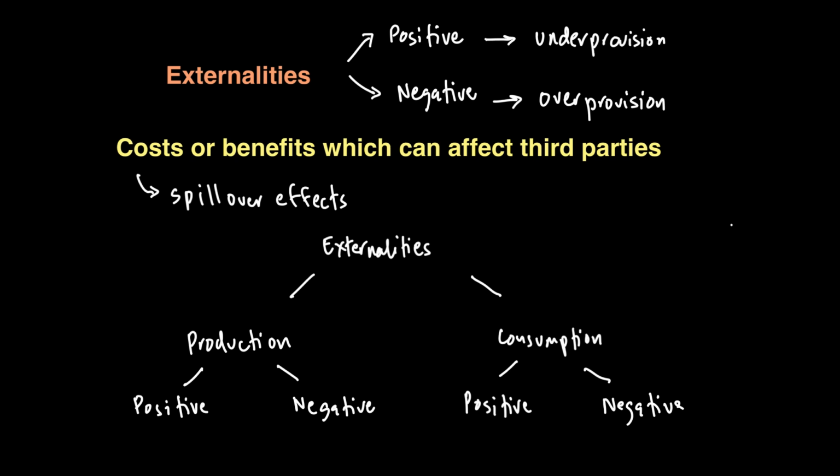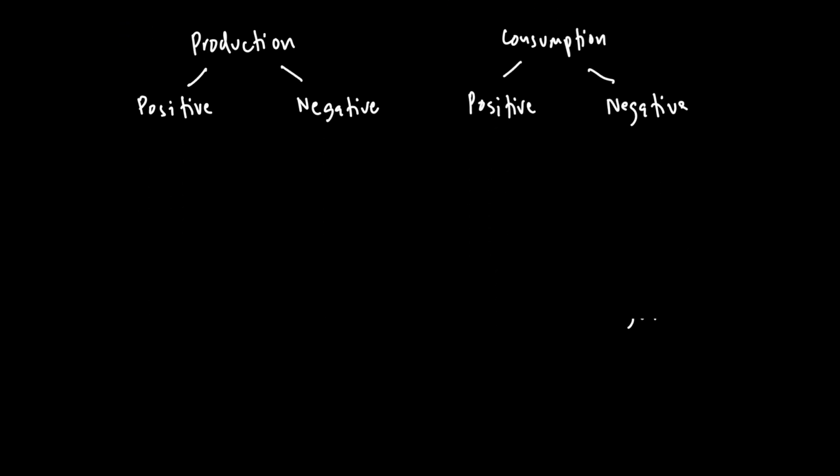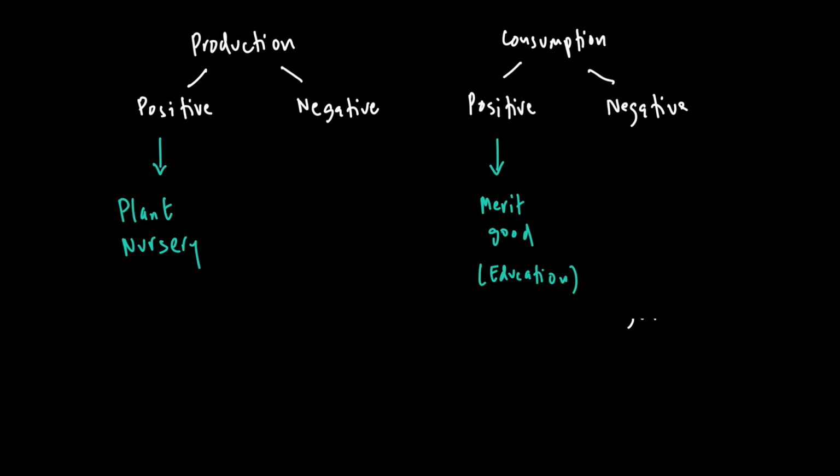A good example of a positive production externality could be a plant nursery, which is actually selling plants but at the same time is creating oxygen in the environment. A positive consumption externality could be a merit good like education, which can result in not only you benefiting but also society benefiting because of the consumption of it.